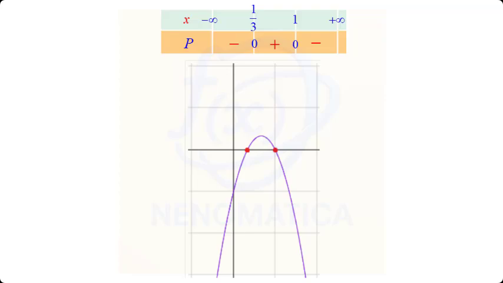Final conclusion. The sign chart and the graph agree. P of x equals -3x squared plus 4x minus 1 is positive on the open interval 1/3 to 1, and negative on -∞ to 1/3, and on 1 to infinity.